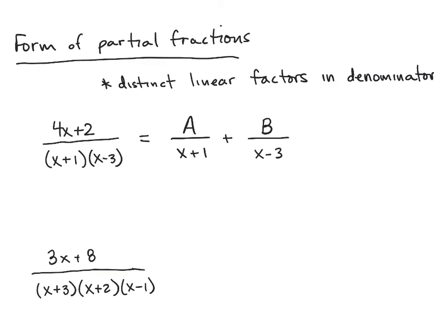So this one here, since we see 3 distinct linear factors, we're going to have 3 partial fractions. Each one of the partial fractions has one of the factors in the denominator. And then, again, since the numerator has to be 1 degree less, it's going to be a degree 0, or constants, so you can use A, B, and C representing the constants, which we're going to learn how to solve for in just a minute, but if we're just finding the form of the partial fractions, that's how you would leave it.